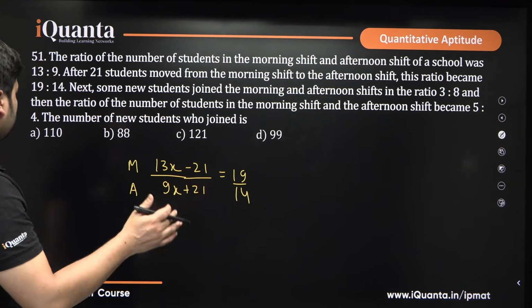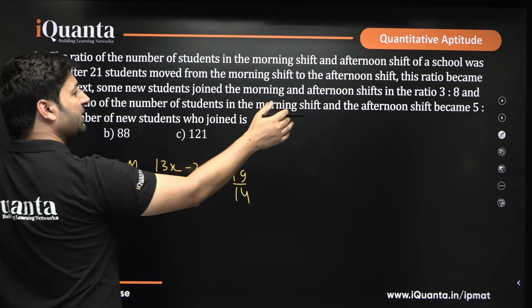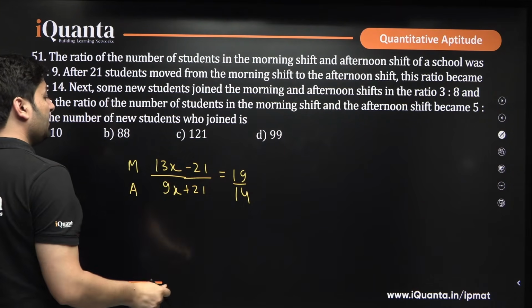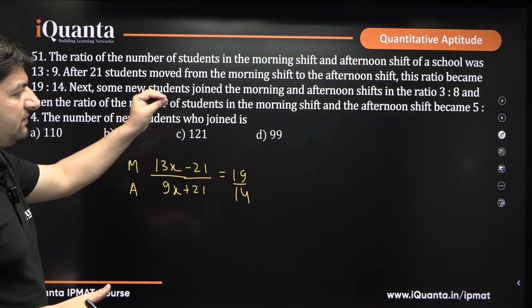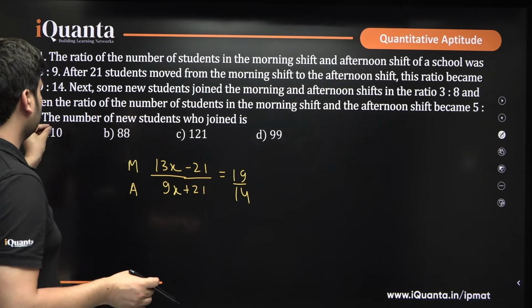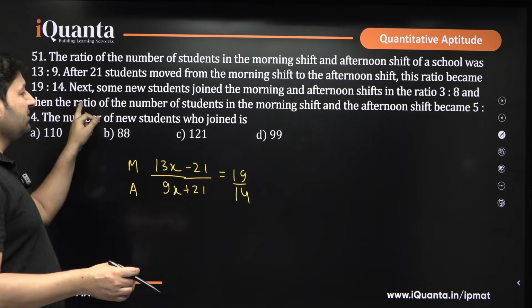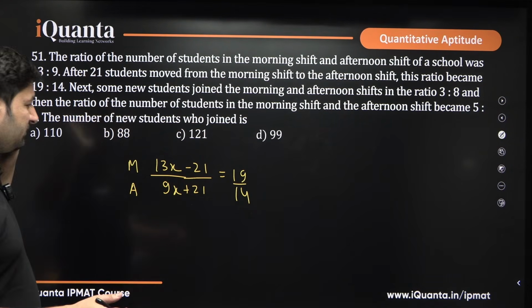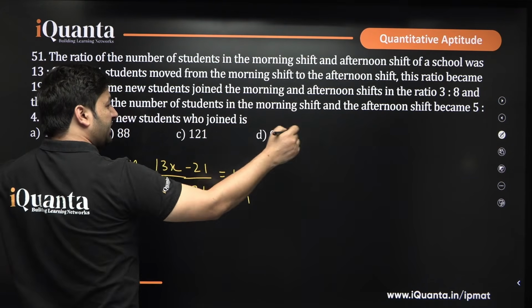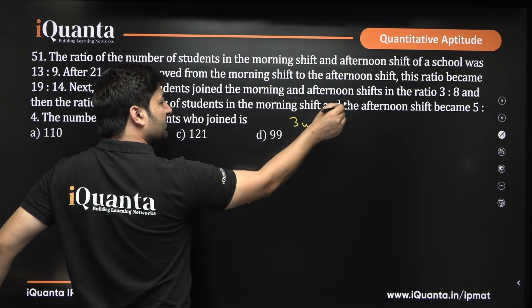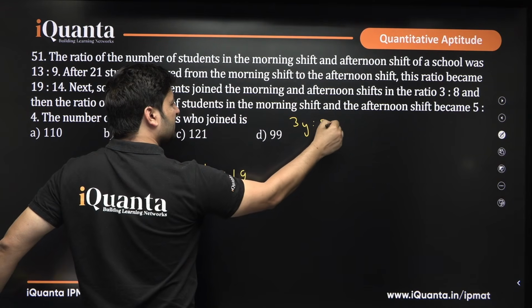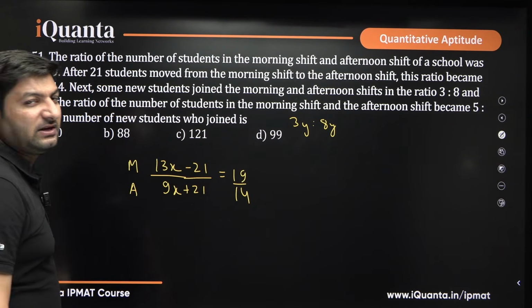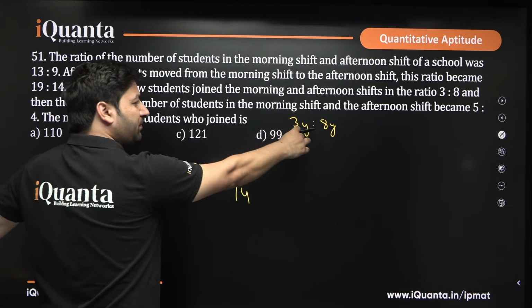But further, next some new students join the morning and afternoon shifts in the ratio 3:8. Now some new students are joining the morning shift and afternoon shift in the ratio 3:8, and then the ratio of the number of students in the morning shift and afternoon shift becomes 5:4. So 3:8, that means 3y students will be joining the morning batch and 8y students will be joining the afternoon batch. Because it's a new ratio, we'll put up a new variable.